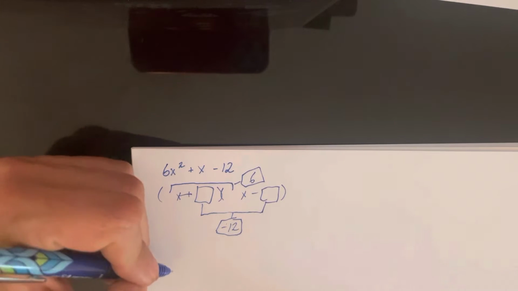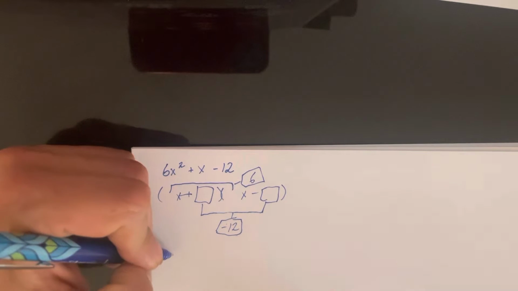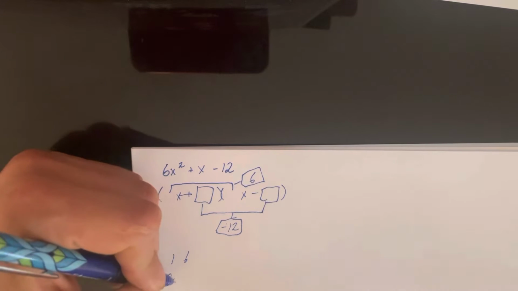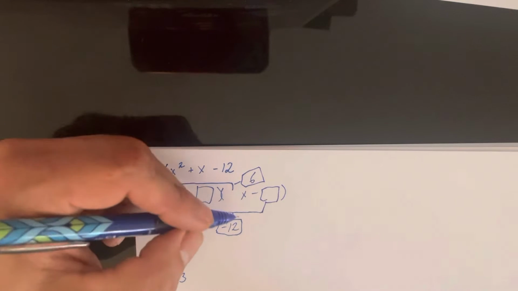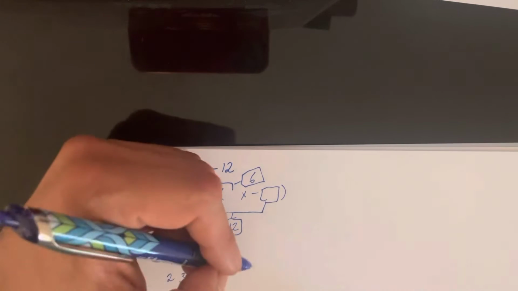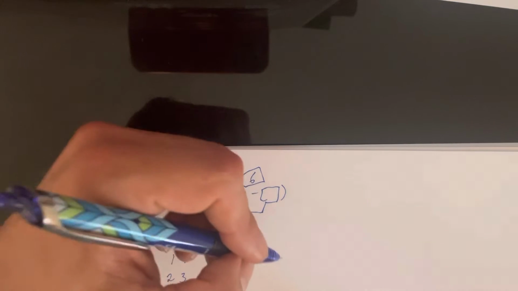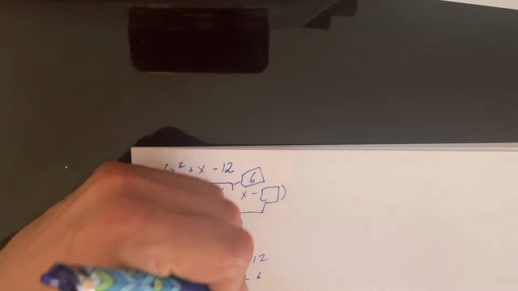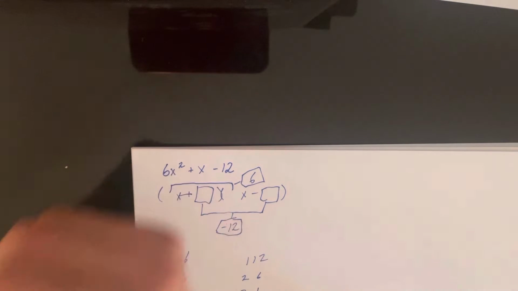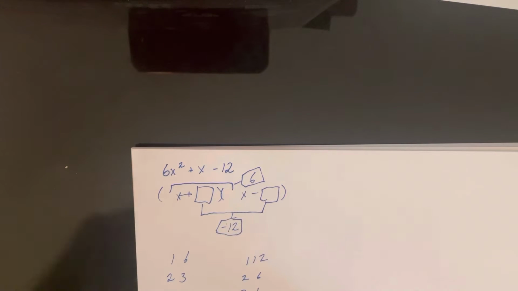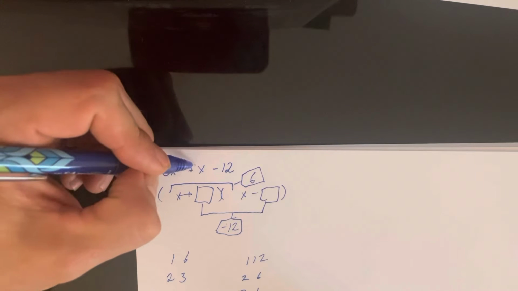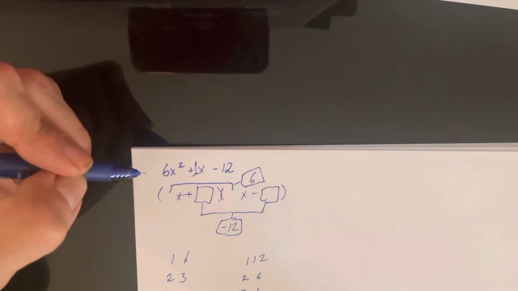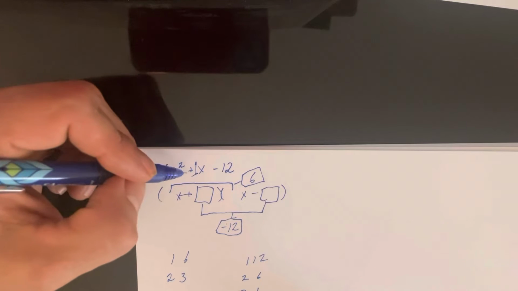And so combinations that make 6: 1, 6, 2, 3. Combinations that make minus 12 are really just 12. We can figure out the minus in a second: 1, 12, 2, 6, 3, 4. And then we need something that adds up to give us this 1. Remember, there's really a 1 right there. So we need something that adds up to positive 1.